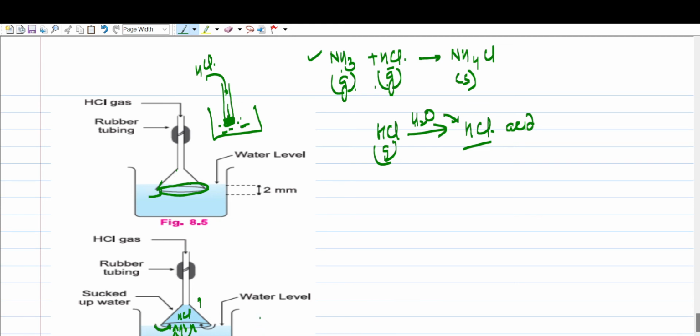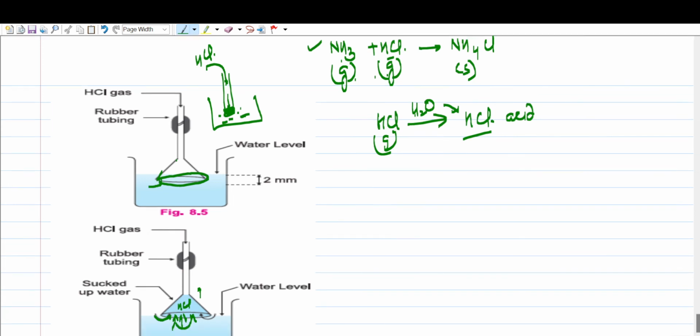Okay, so why do we use an inverted funnel? So the answer is we use it to avoid back suction. Okay, so why do we use a funnel? Because it minimizes, one, the back suction, and second, it provides a large surface area for absorption of hydrogen chloride gas. Okay, now we take up the chemical properties of hydrochloric acid.